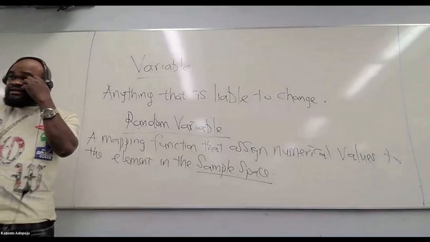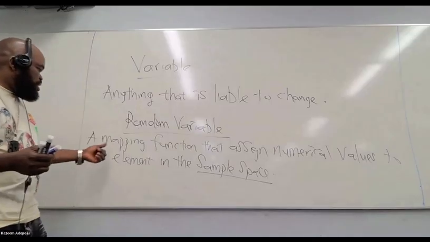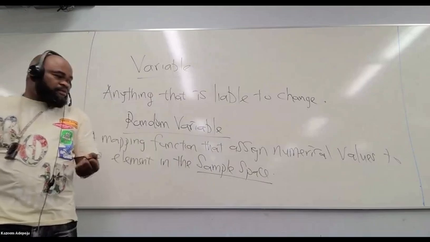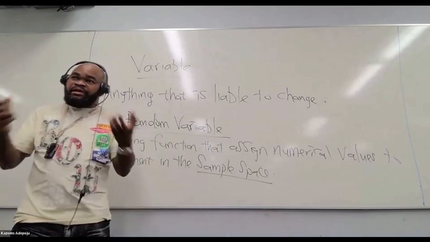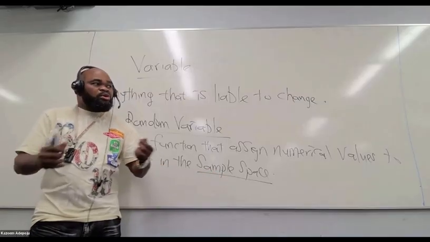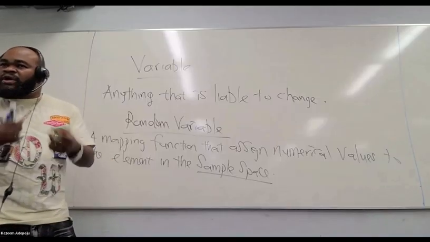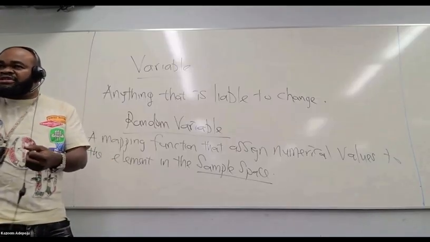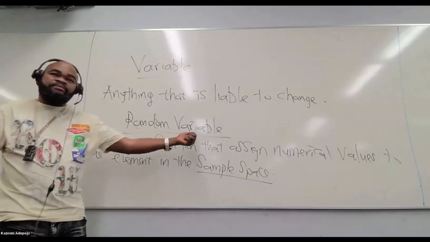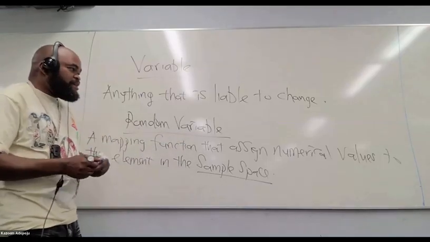Of course, in this class, I've walked you through different kinds of function. It's a mapping function that assigns, when you perform an experiment, we're going to have possible outcomes, right? The possible outcomes are the sample space. So when I assign numbers to elements in the sample space, what helps with that is the random variable.